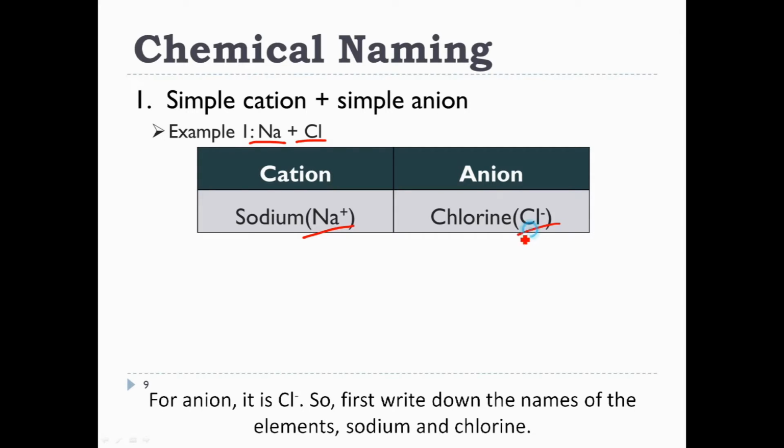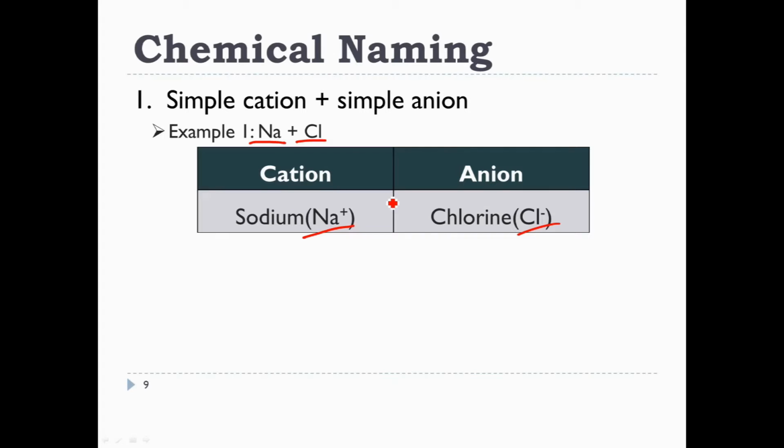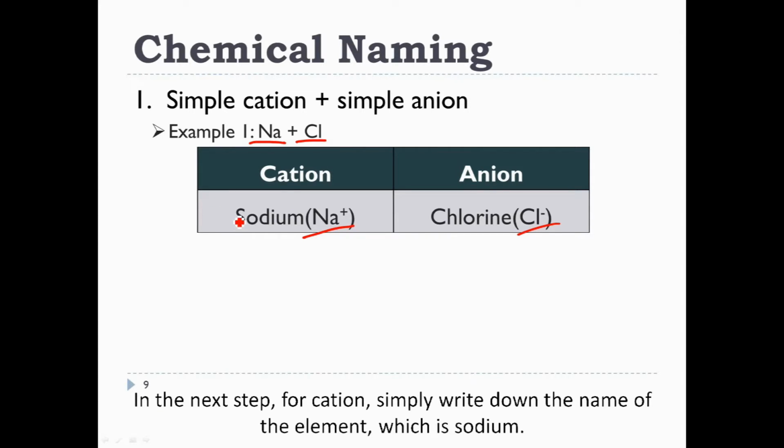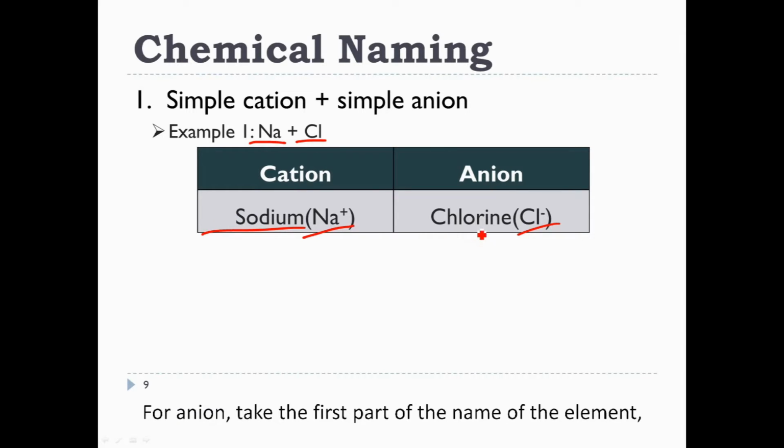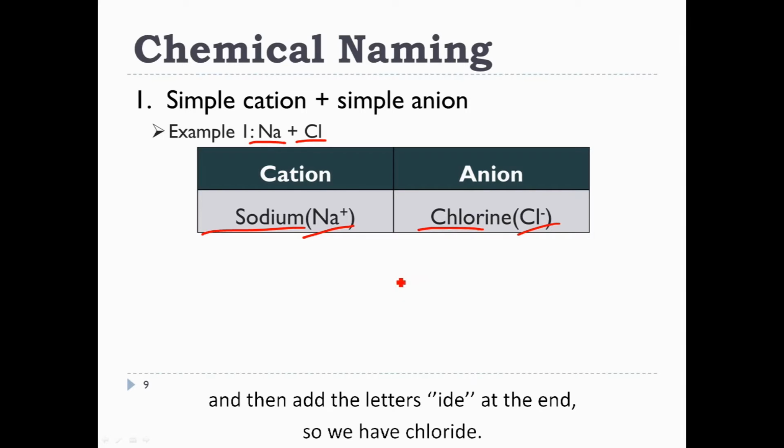So, first write down the names of the elements, sodium and chlorine. In the next step, for cation, simply write down the name of the element, which is sodium. For anion, take the first part of the name of the element and then add the letters IDE at the end, so we have chloride.